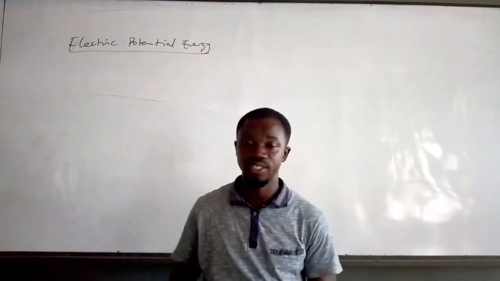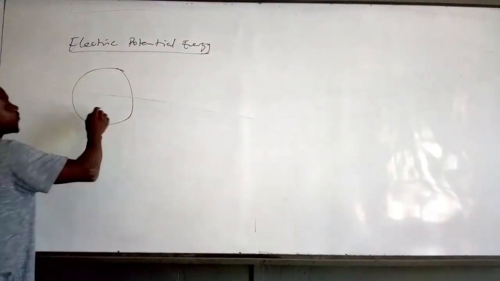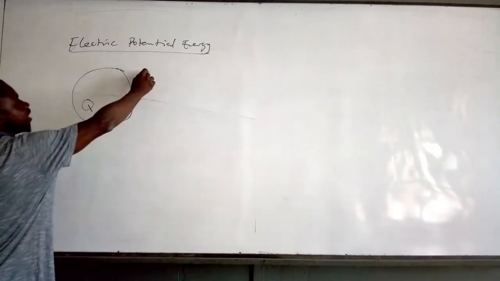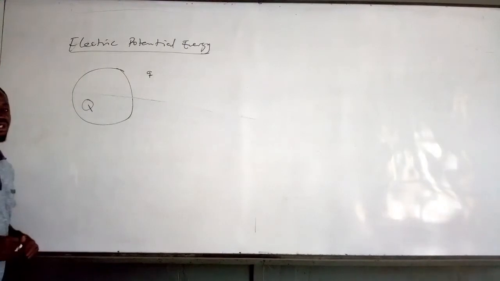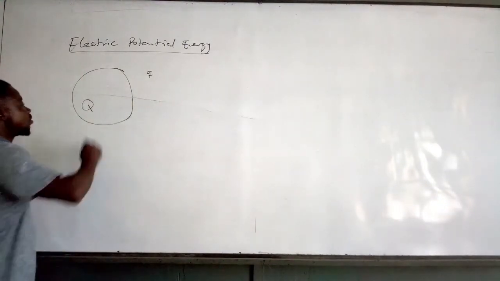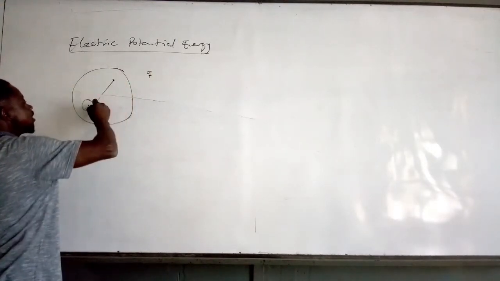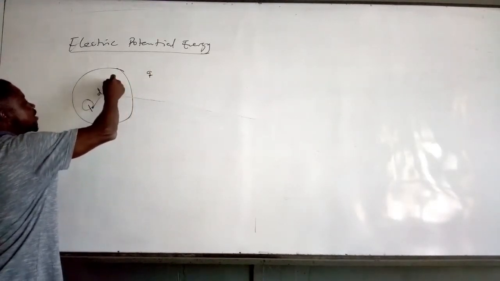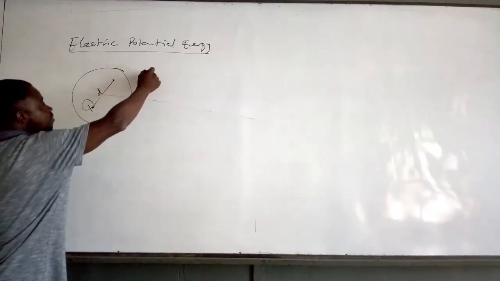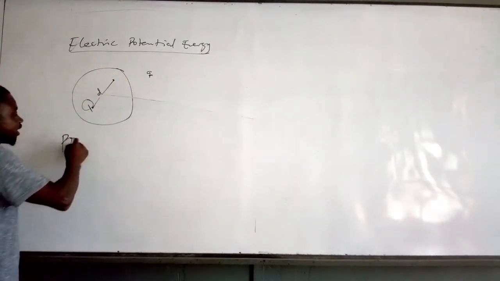Let me explain this using a diagram. Let's suppose that we have a charge Q that has created a field. We want to move a charge from outside this field. Any charge which is outside the field is at infinity, right? We want to move this charge from this point to this point such that it will be a distance d from this point. So the work done in moving this charge from infinity to this point in the electric field is what we call the electric potential energy.